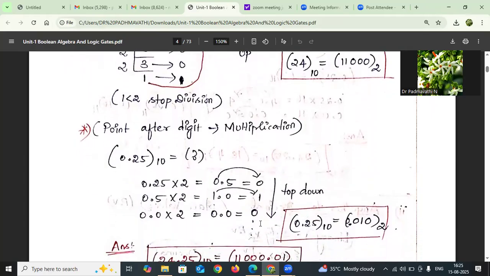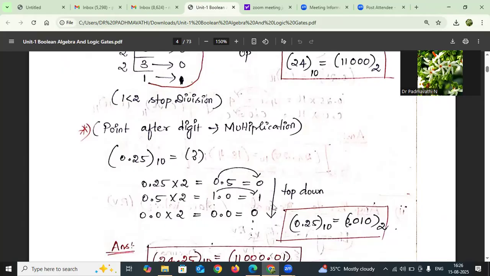So for that 0.25, we can do the top-down approach. So here 0.25 into 2, then we are receiving 0.5. We are taking only the whole numbers. So 0.5, again 0.5 into 2, then we are receiving 1. And again, we are taking only the decimal part here. So 0.0 into 2, again we are receiving 0.